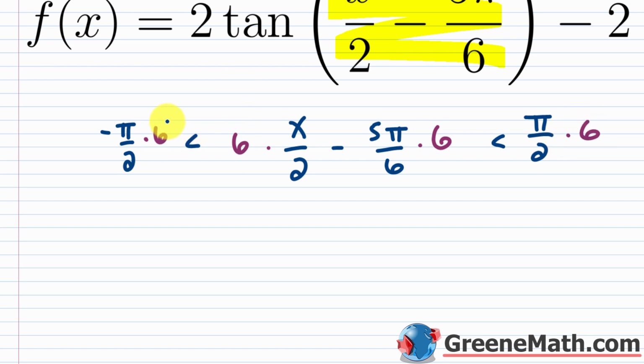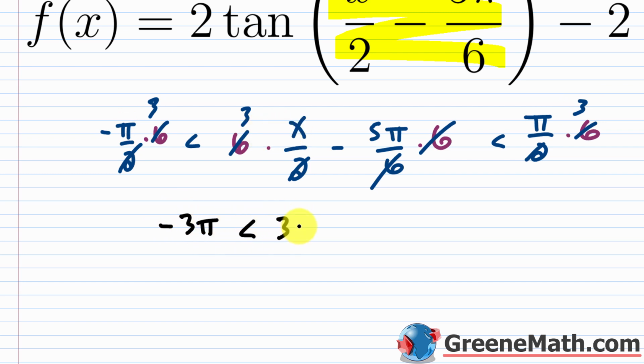And so this right here would cancel with this right here and give me a 3. This would cancel with this and give me a 3. This would cancel with this, and then this would cancel with this and give me a 3. So 3 times negative pi is negative 3 pi. This is less than 3 times x is 3x, and then minus, this canceled, so you have 5 pi. So this is going to be less than 3 times pi is 3 pi.